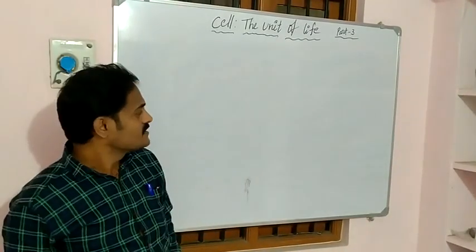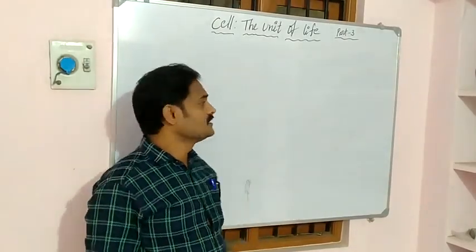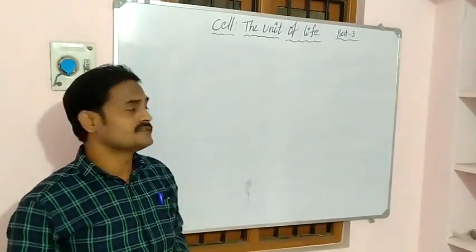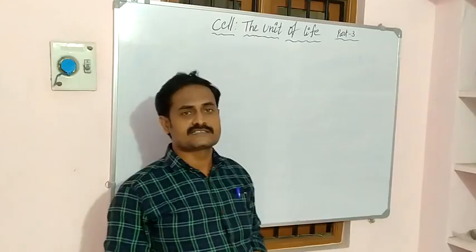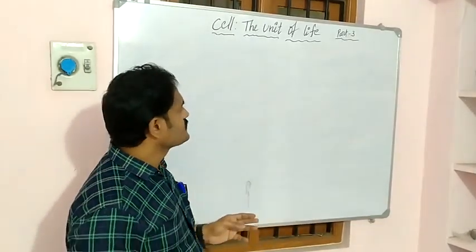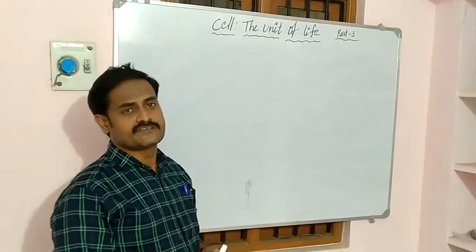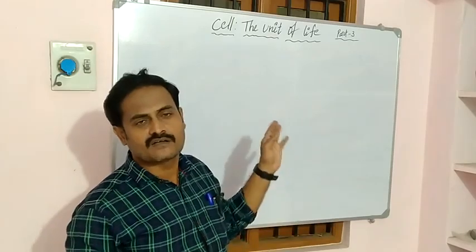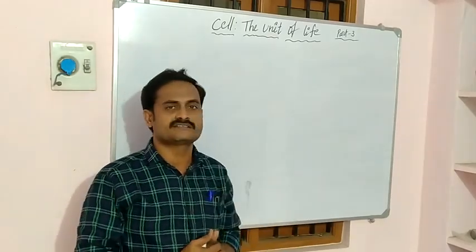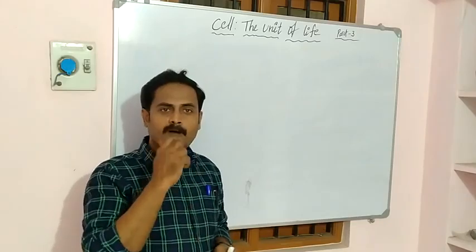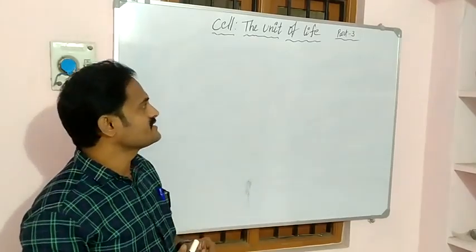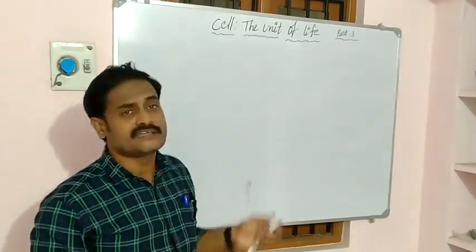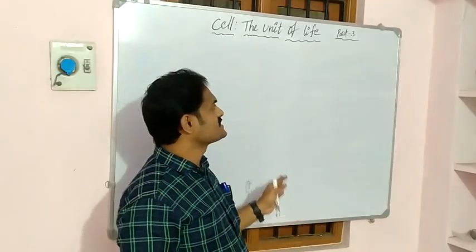Hello, good evening students. Today we are going to discuss complete information about the prokaryotic cell. The best example for a prokaryotic cell is the bacteria cell. So today we are going to discuss the cell structure, what kind of cell organelles are present in the bacteria cell, and how the cell wall and the remaining membranes are arranged in bacteria cells. Everything, complete information, I am going to discuss today.